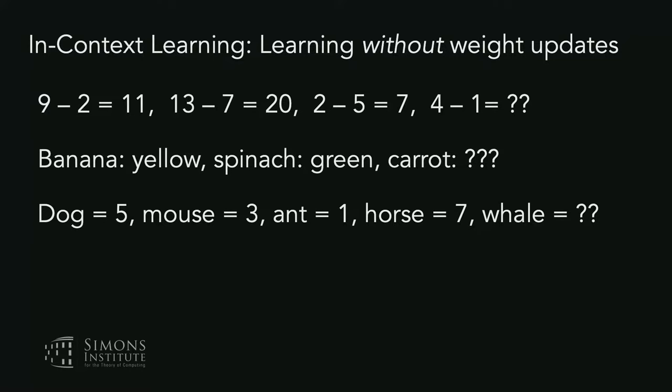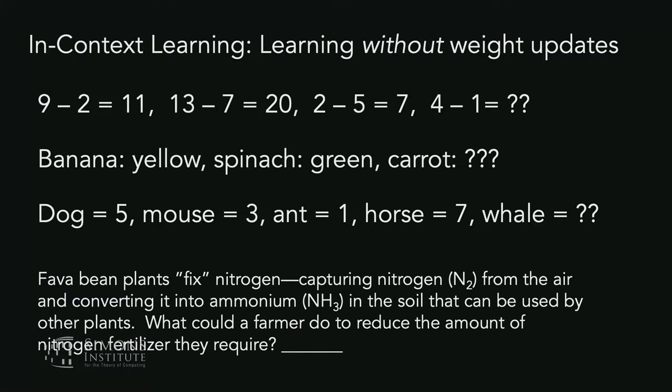We should also mean things like, suppose I try to teach you something, I just pick some random thing. Fava bean plants fix nitrogen. They take nitrogen from the air, N2, and convert it into ammonium, NH3, that's fixed in the soil, that then can be used by subsequent plants that like nitrogen but can't directly get it from the air. Given this, what could a farmer do to reduce the amount of nitrogen fertilizer they need to buy?